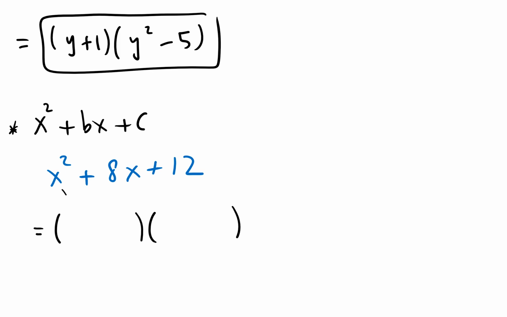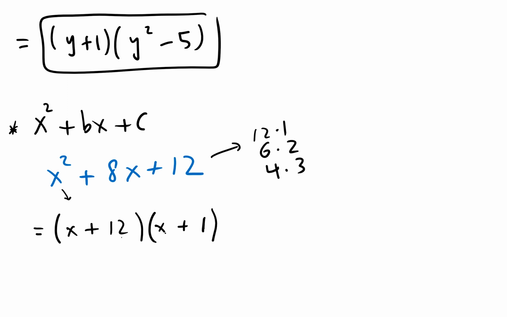The x squared goes as x and x. Both signs are positive. 12 can be 12 times 1, 6 times 2, or 4 times 3. If you try 12 and 1, how do we test that out? You multiply these, you get 12x. You multiply these, you get x. Add them up, you get 13x. That's not the middle one, so we try the next option. So 12 and 1 didn't work out.